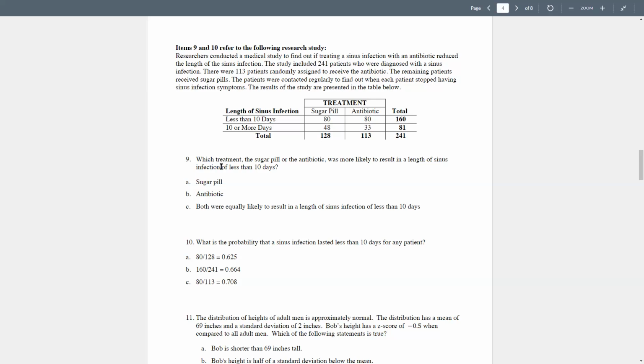Let's see. This one says, which treatment, the sugar pill or antibiotic, was more likely to result in a length of sinus infection of less than 10 days? That would be the question. So this question, I don't need a specific calculator to do it. Is it the antibiotic or is it the sugar pill? What do you guys think?